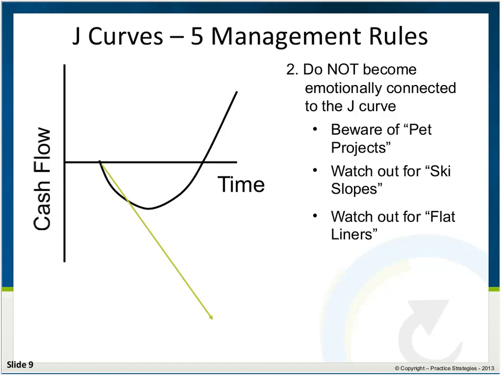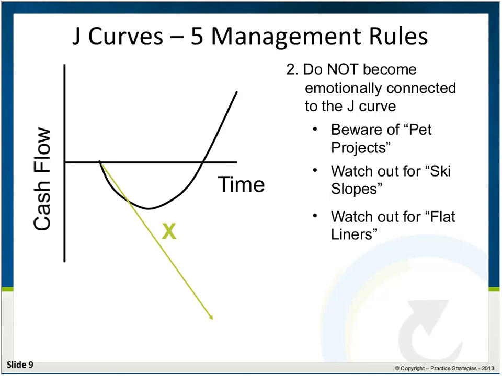Ski slopes are J-curves that don't turn. They just continue to suck more and more resource out of your business. And you keep telling yourself that it'll be okay sooner rather than later, so you keep throwing good money after bad.